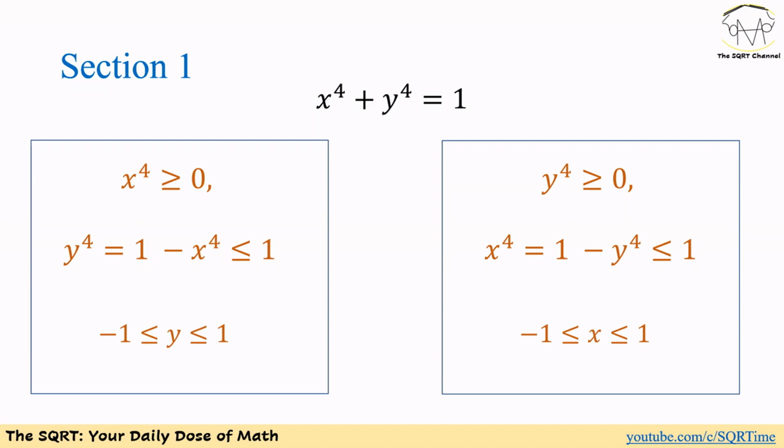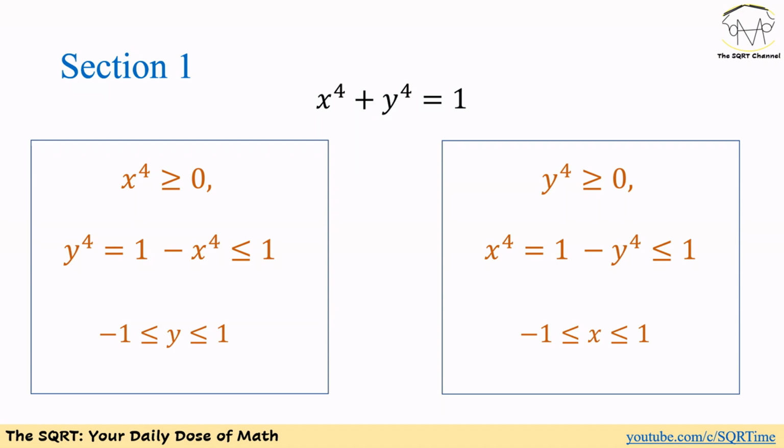We are going to solve this problem in a systematic way. First, we are going to find the range of values that we can have for x and y. To do this, consider x to the power of 4. Since 4 is an even number, x to the power of 4 is going to be a positive number. It can be 0 as well.